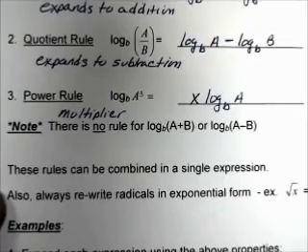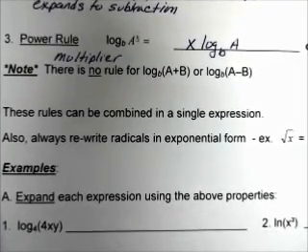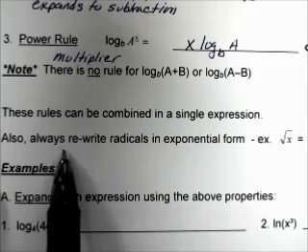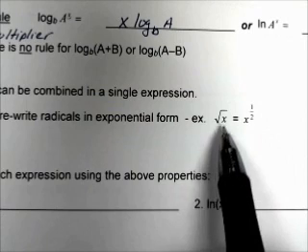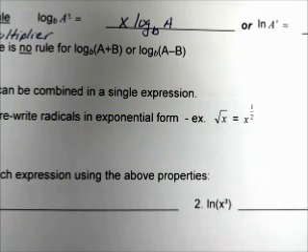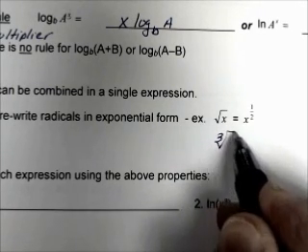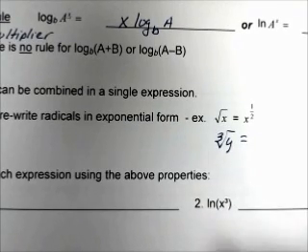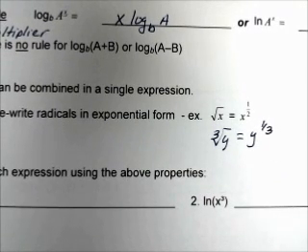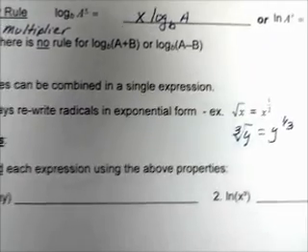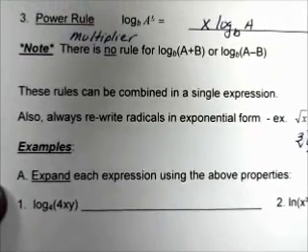Now these rules can be combined in a single expression. Also, always rewrite radicals in exponential form. For example, if you have the square root of x, you would write that as x to the exponent 1/2. Or if we had the cube root of y, we would write that as y to the 1/3. So any radicals, write as fractional exponents.